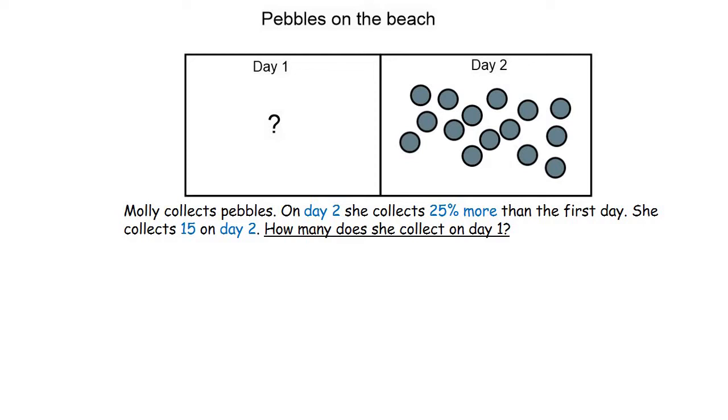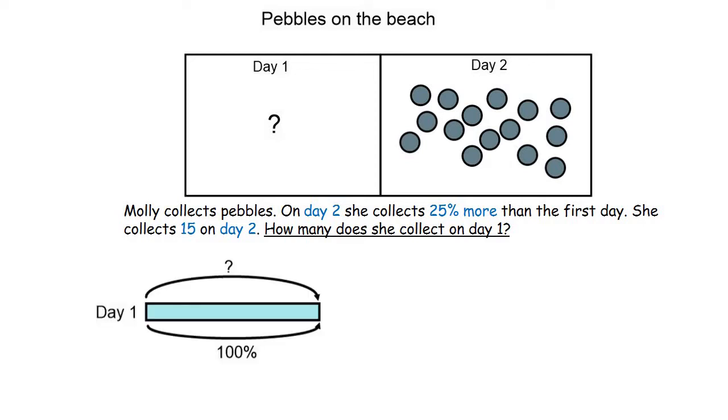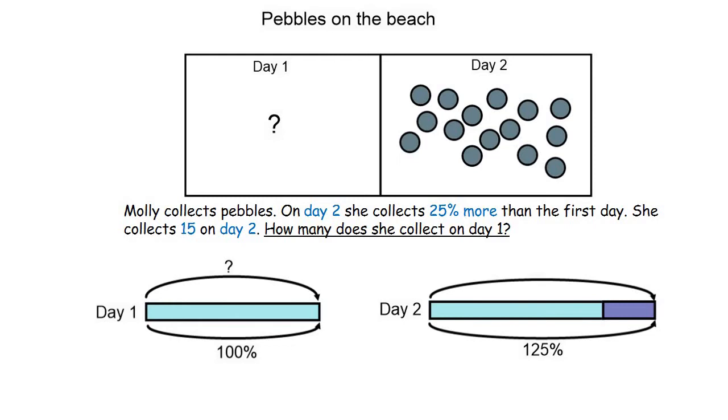So always think of the original as being 100%. So day 1, the original amount is 100%. We don't know how many there were, not yet, but we'll call that 100%. So day 2, she collects 25% more, so we're adding on 25%. Think of that as being 125%, and we know that that's 15 pebbles.